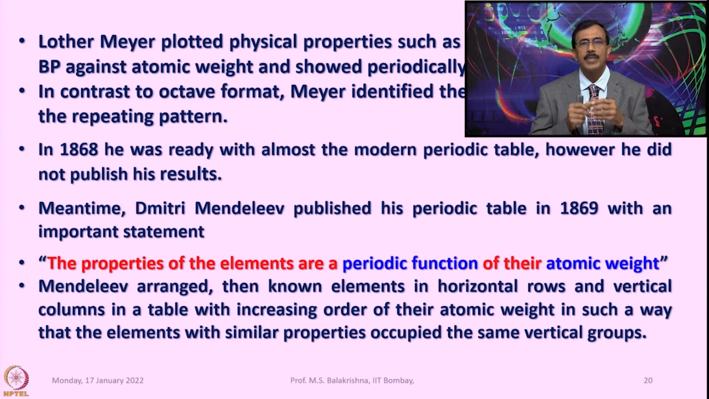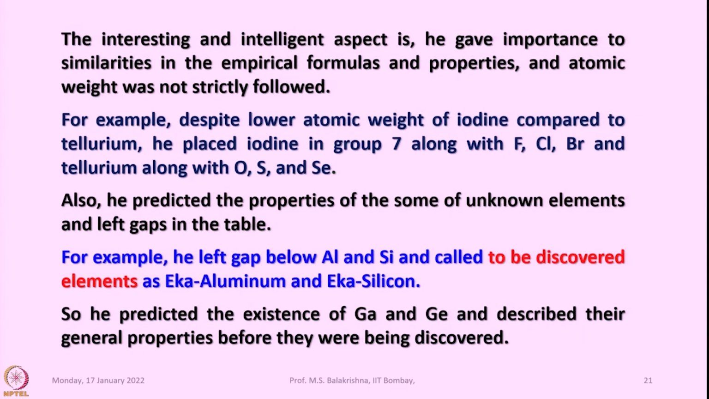Mendeleev arranged the known elements in horizontal rows and vertical columns in a table with increasing order of their atomic weight in such a way that the elements with similar properties occupied the same vertical groups. The most interesting and intelligent aspect of his periodic table is he gave importance to the similarities in the empirical formulas and properties, and atomic weight was not strictly followed. Why he did not strictly follow atomic weight, I shall tell you.